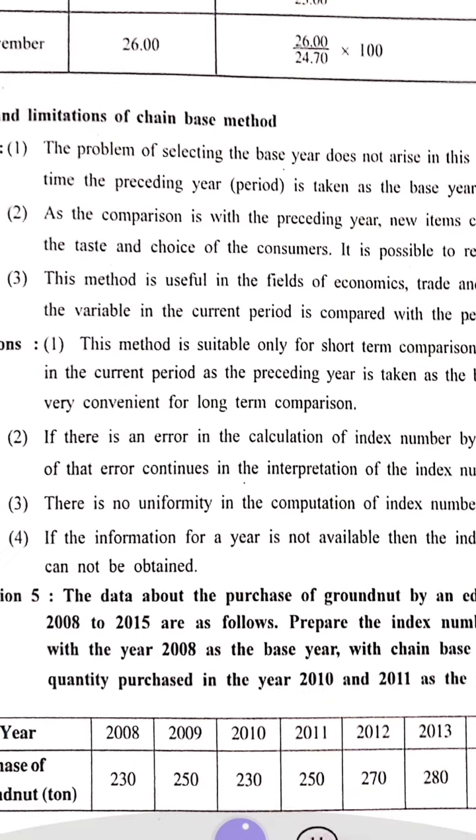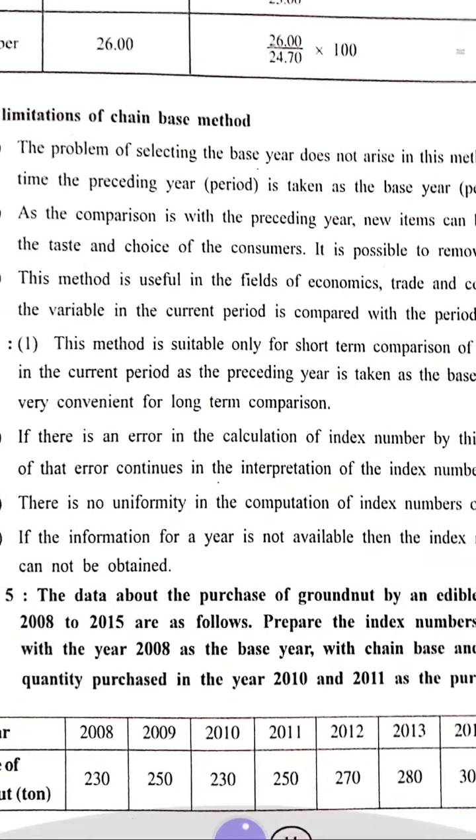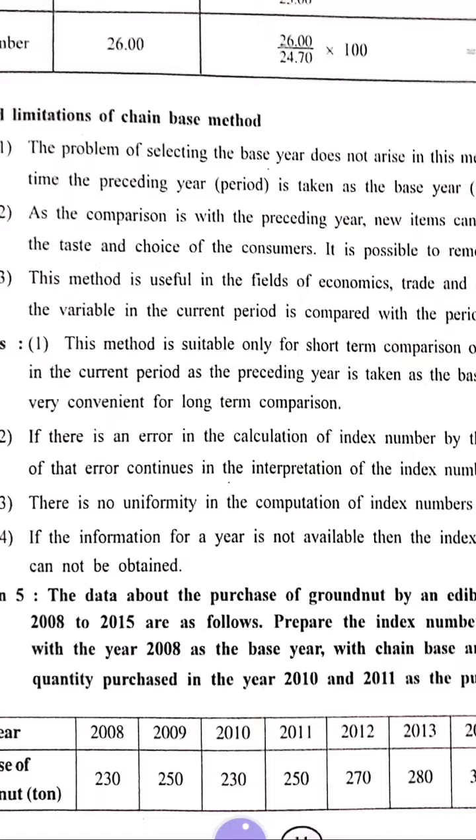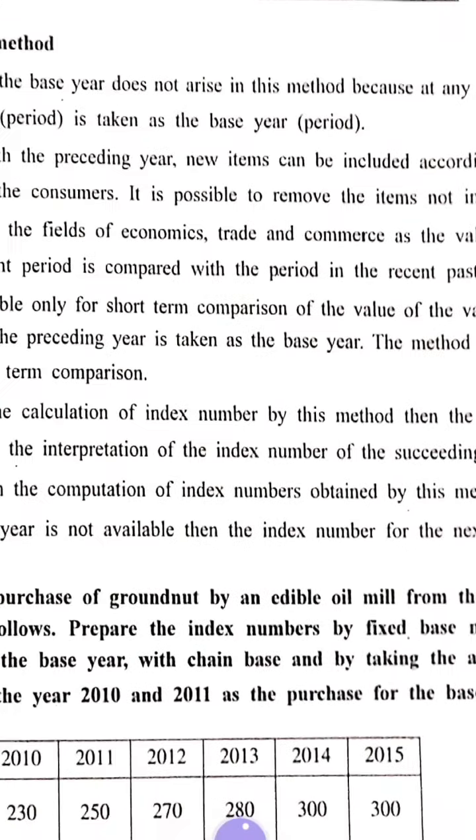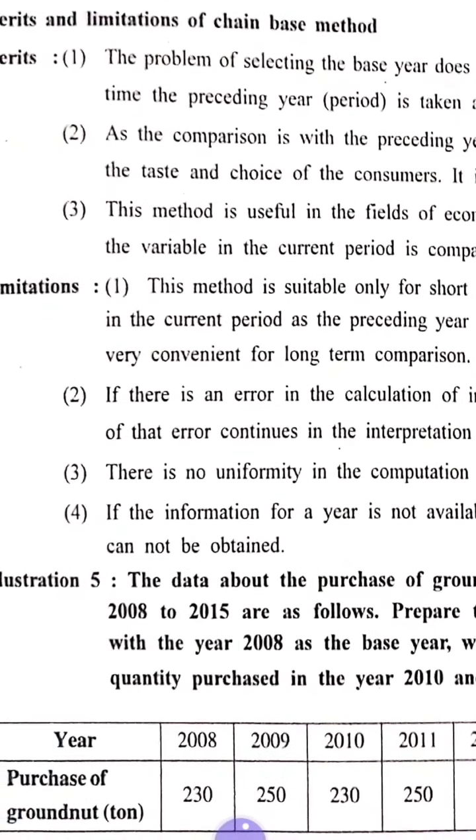So the index number of every year that you are finding will be full of mistakes, and that becomes one of the demerits. If an error is there somewhere at the start, that error will continue if you are finding the index number by your chain based method. So that becomes one of the limitations.